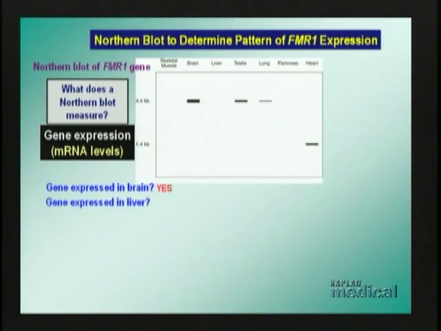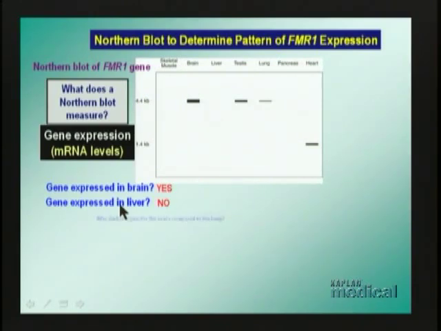Next question. Is the gene being expressed in the liver? And the answer is no. The liver expresses many messenger RNAs, but not one of them is the messenger RNA for FMR1. Even though it has many messenger RNAs, none are for FMR1. So the answer is no, the gene is not being expressed in the liver.